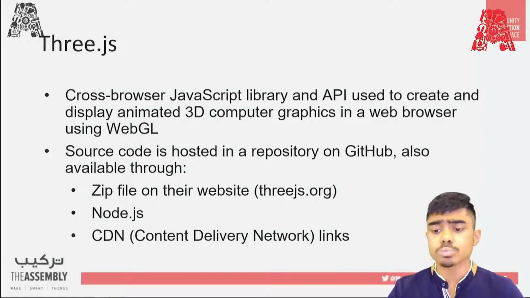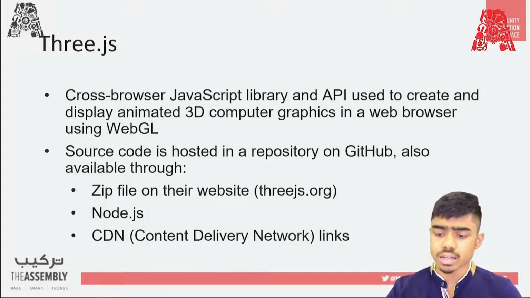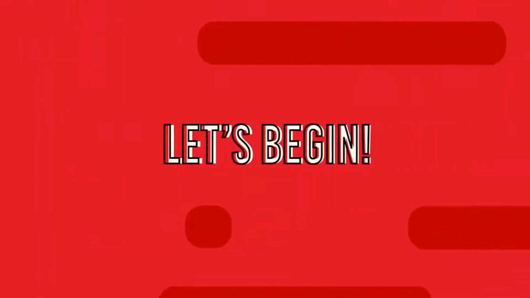So what is Three.js? Three.js is a cross-browser JavaScript library and API. It is used to create and display animated 3D computer graphics in a web browser using WebGL. The source code can be accessed through GitHub, Node.js, and CDN, which is a content delivery network. Or the source files could be downloaded through their website at threejs.org. So let's get started.